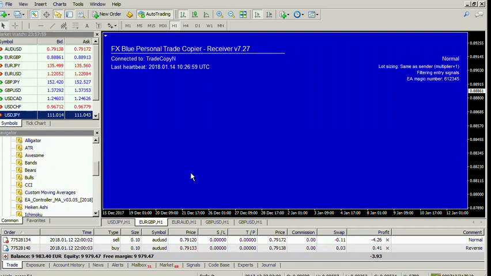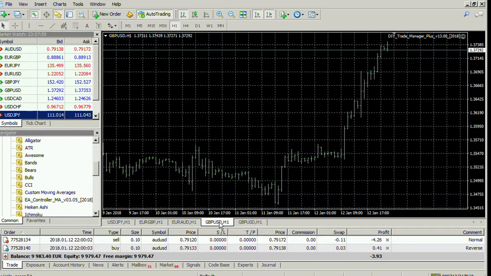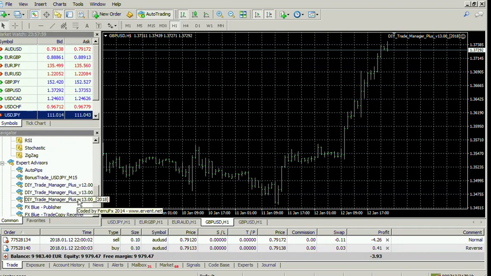So now we need to set up charts for each of the currency pairs in which the EAs are trading. And since I've just demonstrated one for the pound US dollar EA, I have in fact made a chart for the pound US dollar, and I've gone to my expert advisor folder where I had loaded the trade manager, and I've loaded that onto this chart.